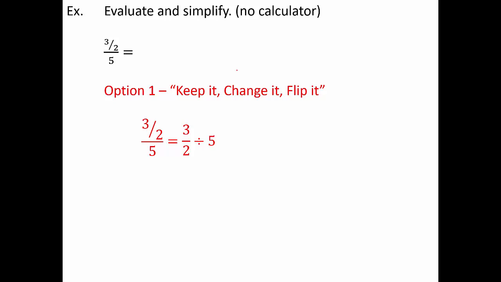So 3/2 divided by 5 is 3/2 division symbol 5. Keep it, change it, flip it, multiply straight across, we get 3/10. The correct answer to this question is 3/10. Now, as easy as that is, which again, I don't mind if you use this technique, that's perfectly fine. But as the problems get more complicated, it's nice to have a simpler technique in your back pocket. And we always practice those simple techniques on the easy problems first before we apply them to the hard problems.